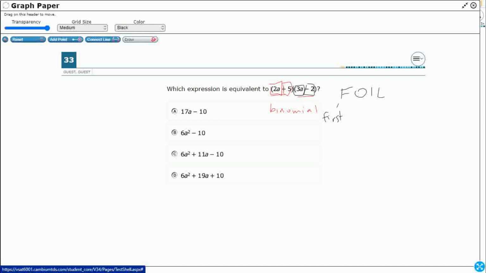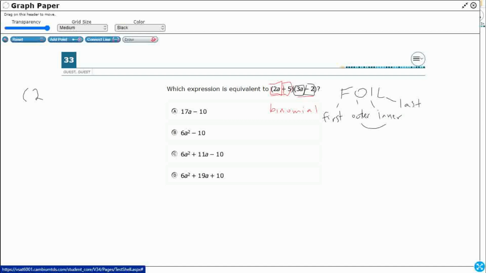So we're going to multiply the first terms. We're going to multiply the outer terms. We're going to multiply the inner terms. And finally, we're going to multiply the last terms. And then we're going to have to combine. These two are going to be like terms. We are going to need to combine those. And then we're good. All right, so let's write it over here.